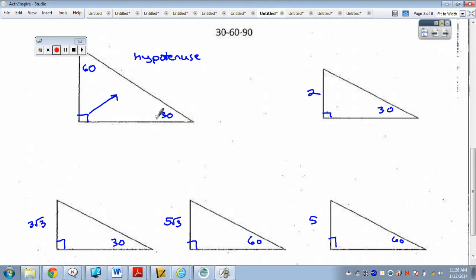Across from the 30-degree angle is going to be your short leg. This is the smallest angle in the triangle, which means this is the smallest side. This is a leg of your triangle, so this is the shorter leg. That means across from the 60-degree angle, this side is your long leg.